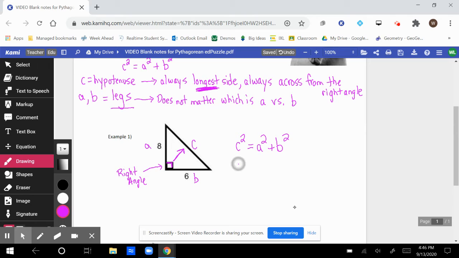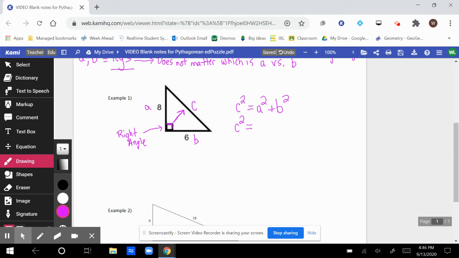C, we do not know. That's what we're going to be solving for, so I'm just going to leave that as C squared. Okay, now A we called 8, so I'm going to fill in 8 for A. So 8 squared plus B squared. Now B is 6, so that's 6 squared.